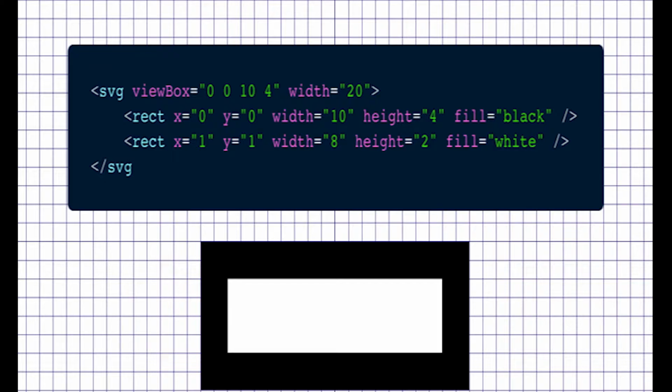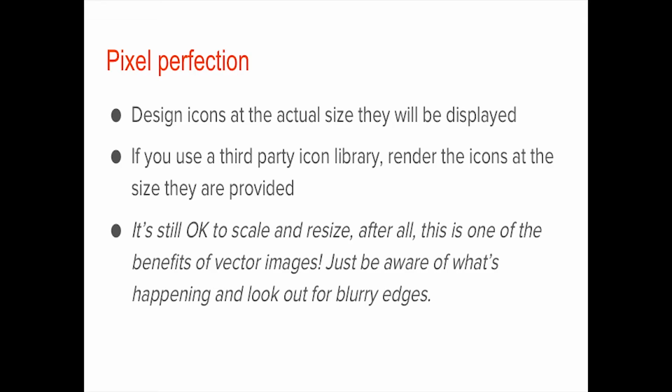So, I mean, the tip here is design your icons at the actual size that they're going to be displayed. And if you use a third-party icon library, render the icons at the size they're provided. However, take this with a grain of salt, because the big advantage of SVG is it's scalable, and you should continue to scale your images when you need to, but be aware of what's happening and look out for those blurry edges.